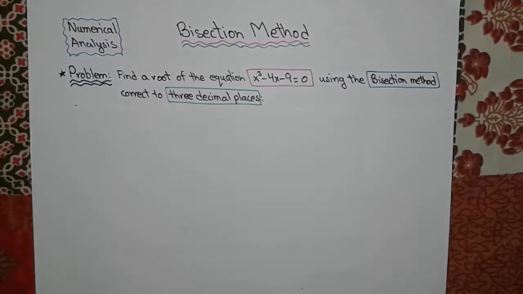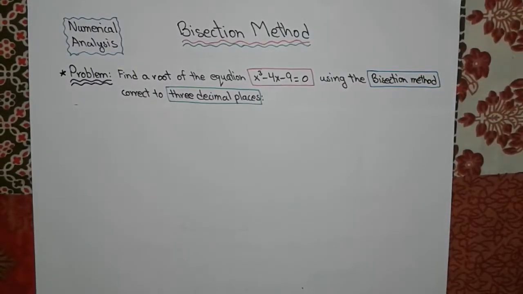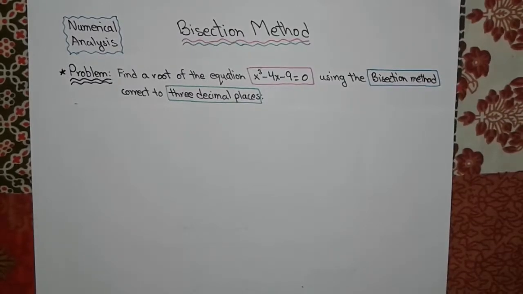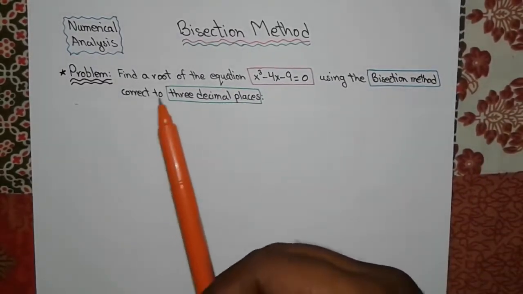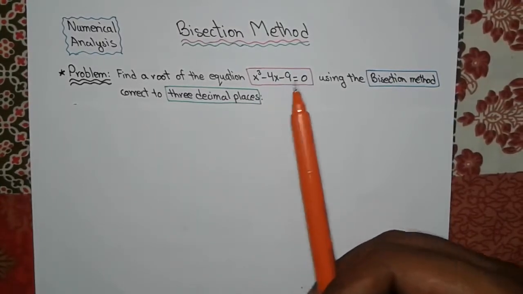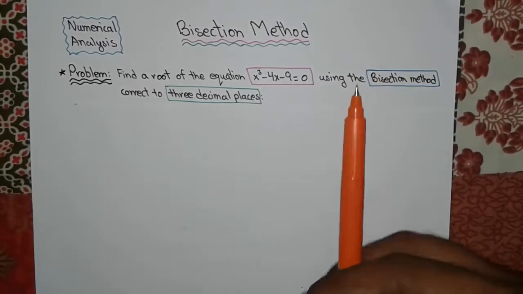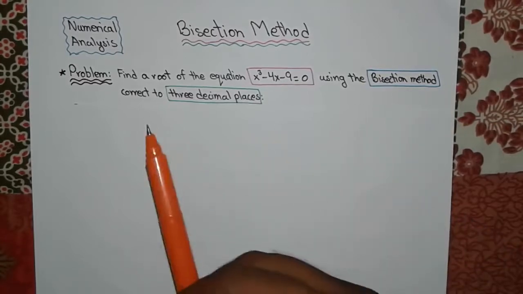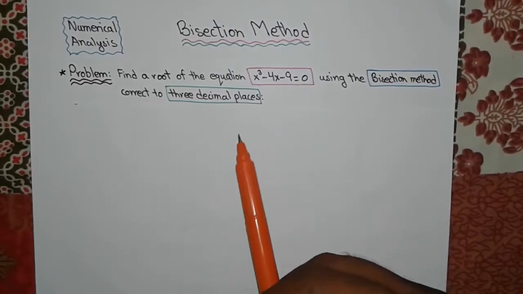Assalamu alaikum everyone. Today I will solve this problem by using the bisection method. The problem says find a root of the equation x cube minus 4x minus 9 equals 0 using the bisection method correct to 3 decimal places.